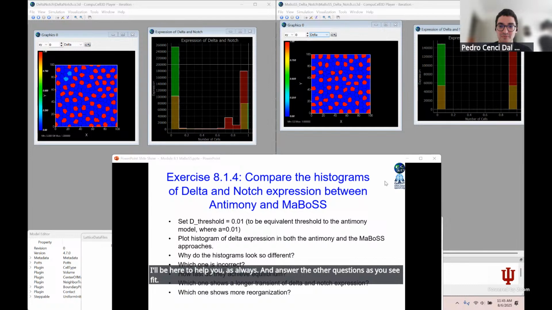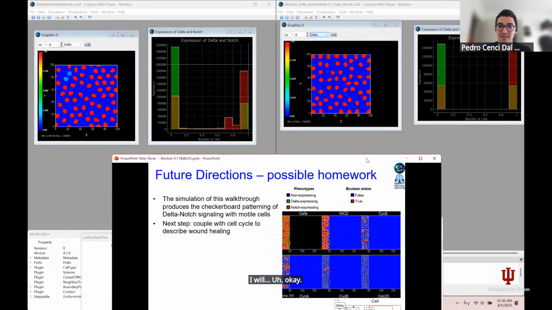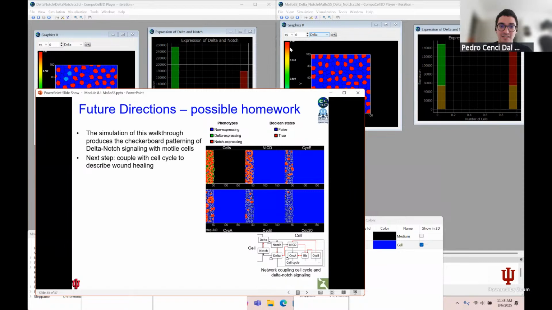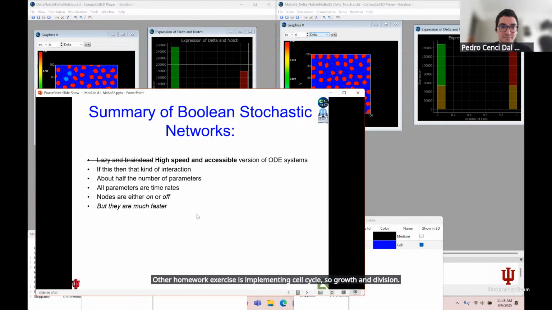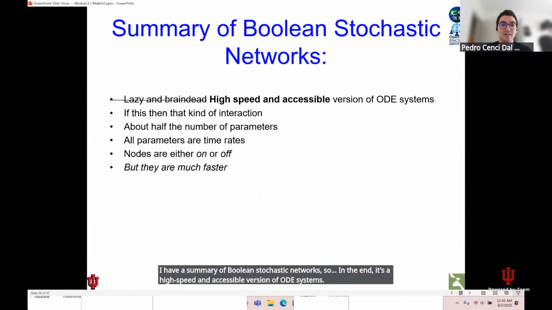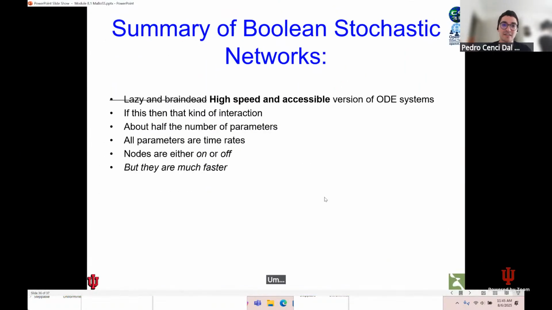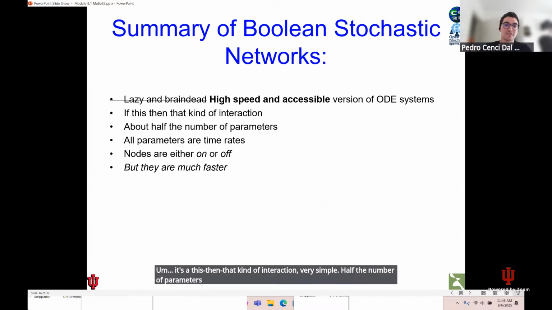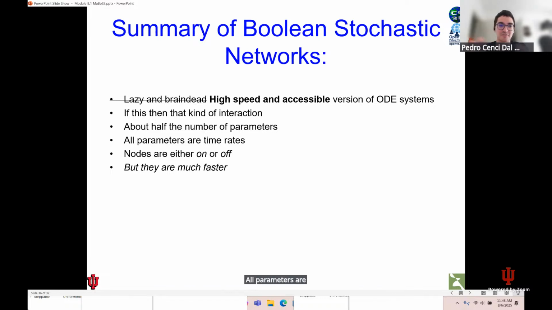Another homework exercise is implementing cell cycle, cell growth and division. I have a summary of Boolean stochastic networks. So in the end, it's a high-speed and accessible version of ODE systems. It's a this-then-that kind of interaction, very simple. Half the number of parameters compared to antimony. All parameters are time rates, which is great. Nodes are either on or off, and it's much, much faster than ODE systems.